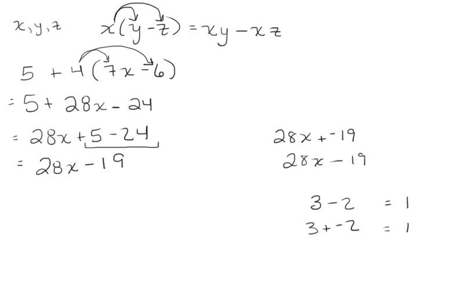Okay, let's do one more. So we're going to do another problem, and we're asked to simplify 9 minus 2 times the difference, x minus 4. Okay, remember I can't combine the 9 and the 2. I have to do my multiplication first. But I am going to rewrite this as 9 plus negative 2 times x minus 4.